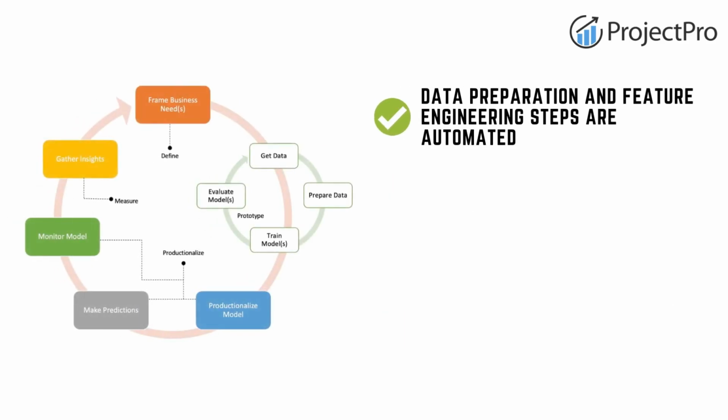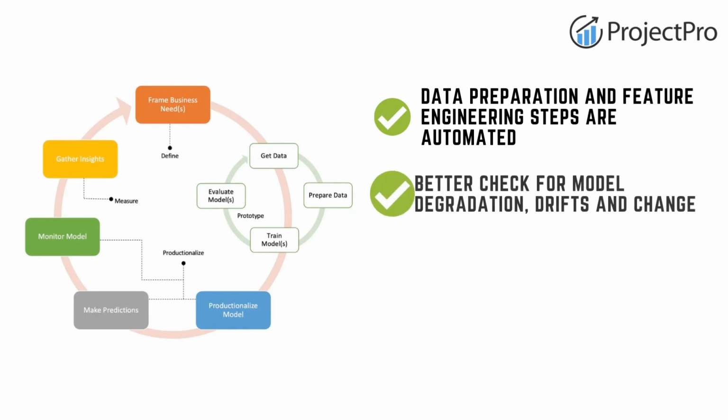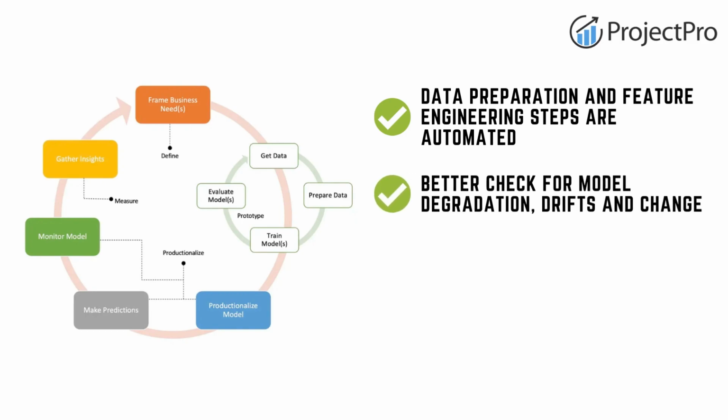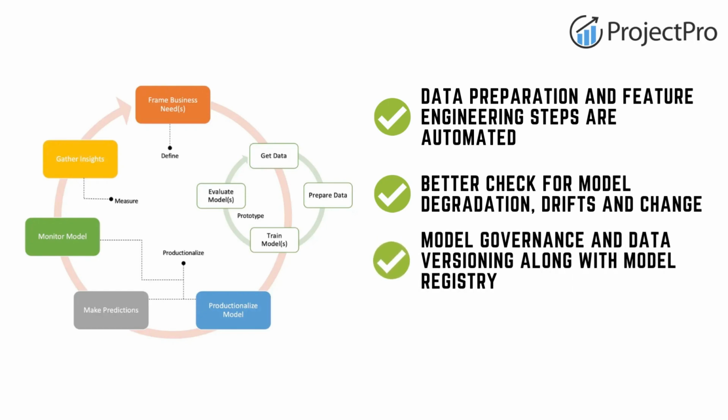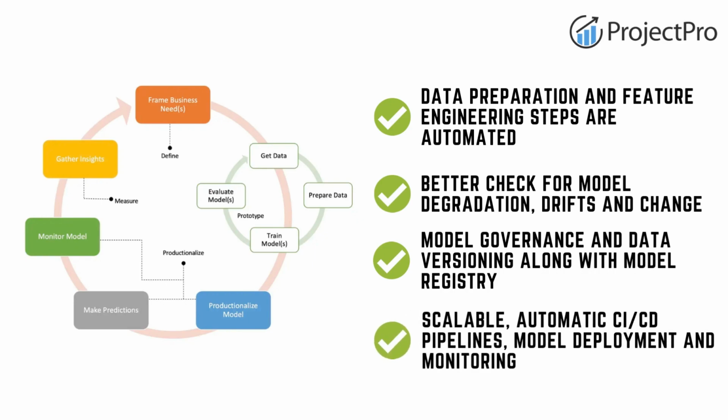Data preparation and feature engineering steps are automated. There is better checking for model degradation, drift, and change. Performance degradation, drift, and data change over time because of external factors, like customer behavioral patterns changing in buying and doing some work. Model governance and data versioning along with a model registry are also present in MLOps. Scalable automatic CI/CD pipelines, model deployment, and monitoring are also there.